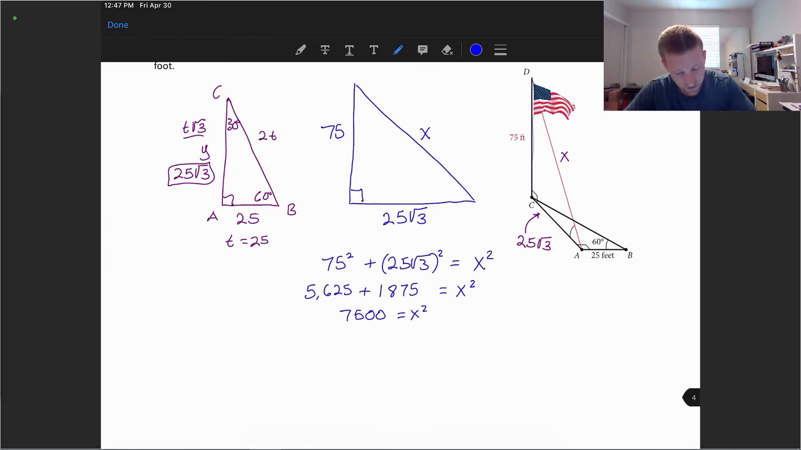And then finally take a square root to solve for x. And if you take a square root and round to the nearest whole number, you'll get 86 feet for the length of that hypotenuse. So the length from A to D here is going to be 86 feet.